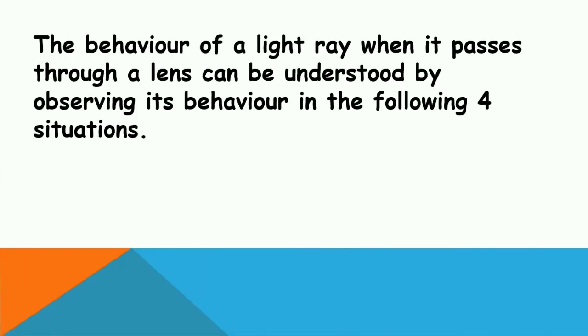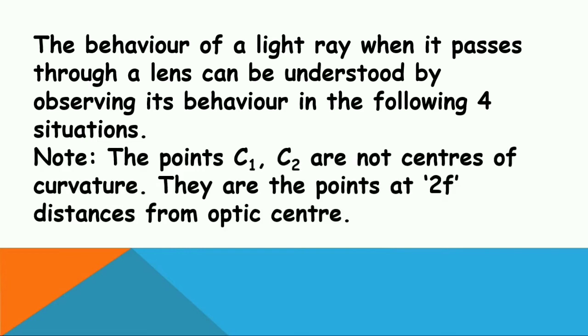The behavior of a light ray when it passes through a lens can be understood by observing its behavior in the following four situations. Here we have a note: the points C1 and C2 are not considered as the centers of curvature, but they are the points at 2f distance from the optic center.